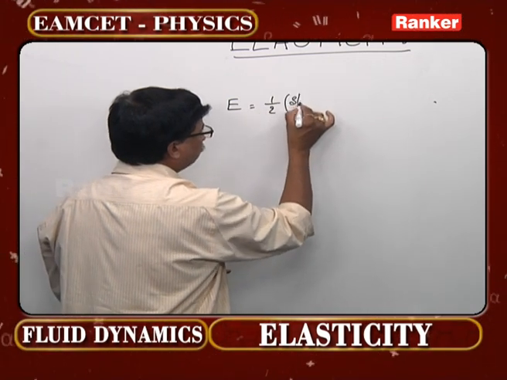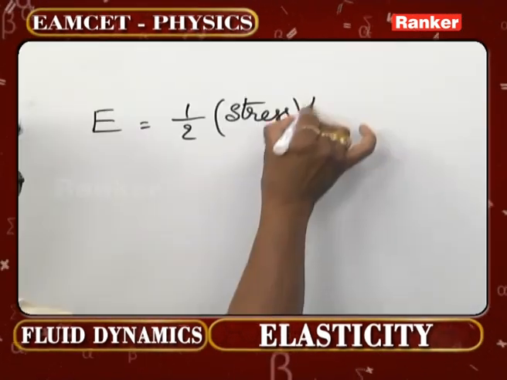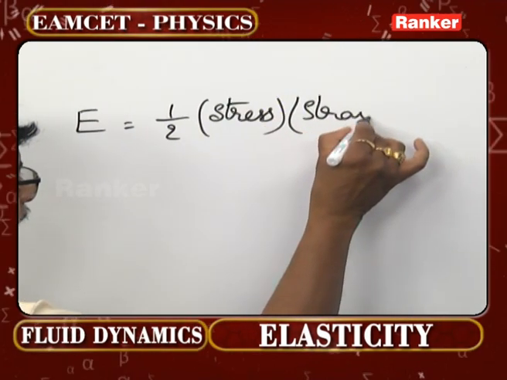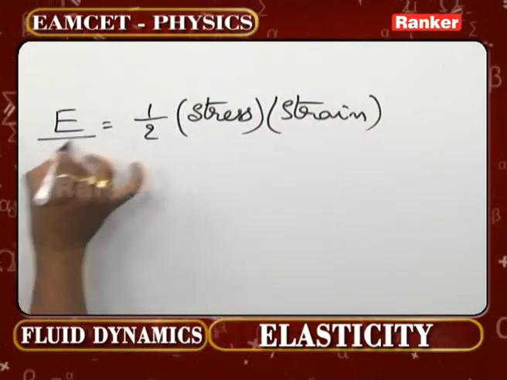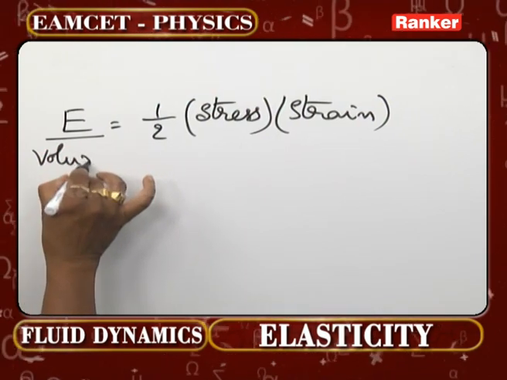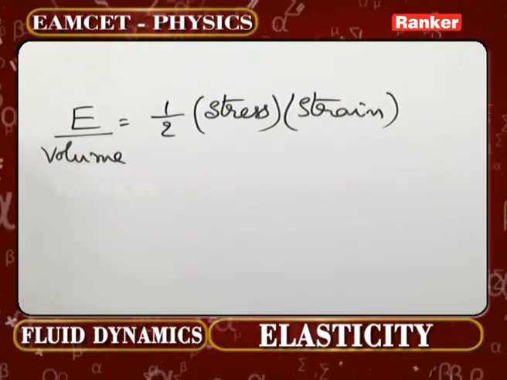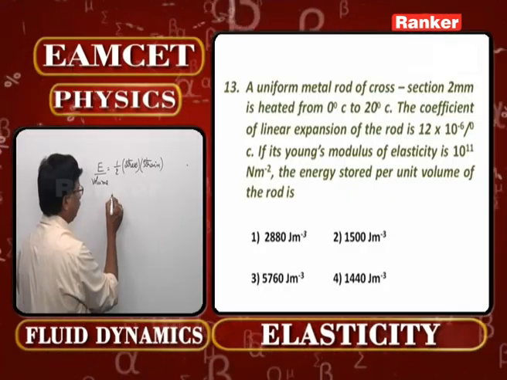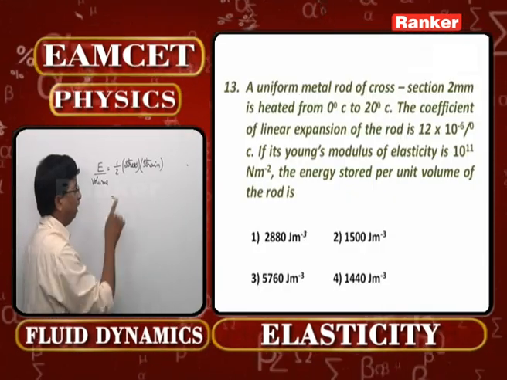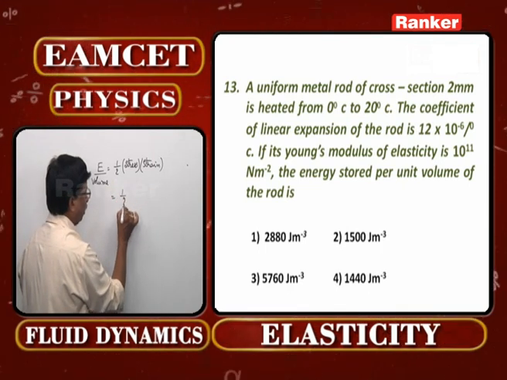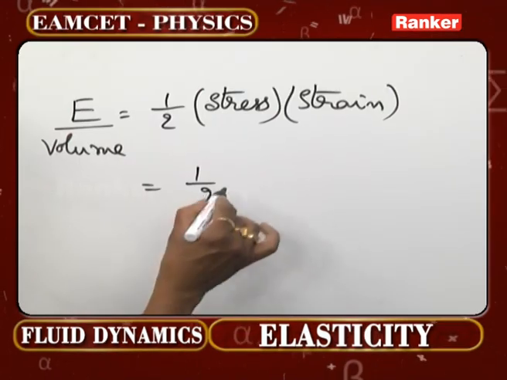Half into stress into strain. That is the other version of this equation. What is this one called actually? Energy per unit volume. That is the equation we are writing. But if you look carefully in the problem, the stress has been given very clearly with Young's modulus. Therefore, you can write strain as stress by Young's modulus.